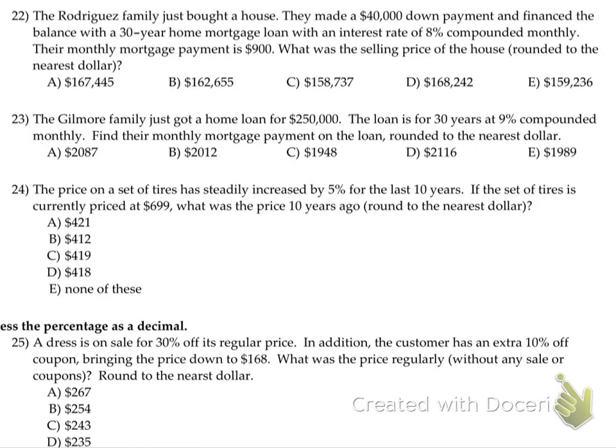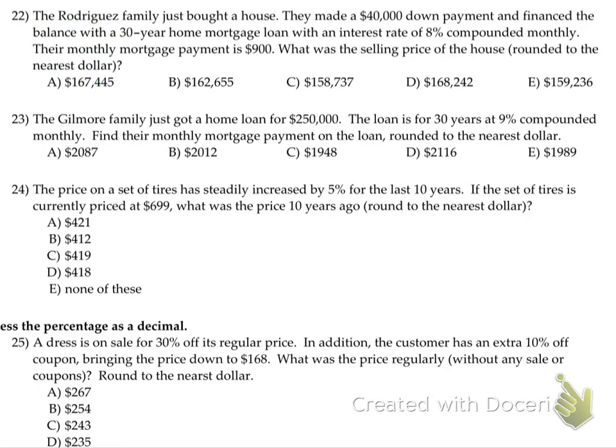His family just bought a house. They made a $40,000 down payment and financed the balance with a 30-year home mortgage loan with an interest rate of 8% compounded monthly. Their mortgage payment is $900. What was the selling price of the house, rounded to the nearest dollar? So yeah, we know the home loan, car loan, that is present value, right? You get the money now. The bank loans you the money now to buy the house or the car. So that's certainly clearly present value. So number 22.